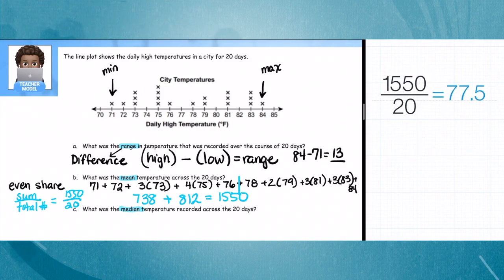And we get 77.5. So that is the average temperature. That means all these numbers, if I take all of them and cut it even, and I made the high numbers closer to the middle, the lowest numbers closest to the middle, the average number would be 77.5 degrees. Pause and jot this one down into your notes.